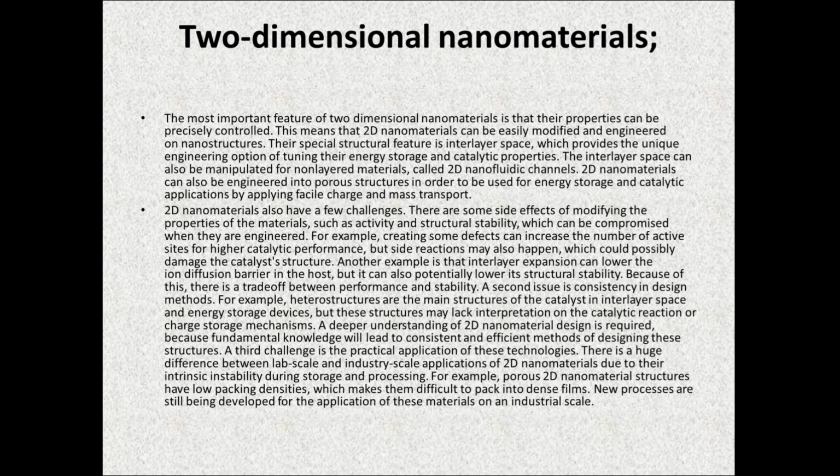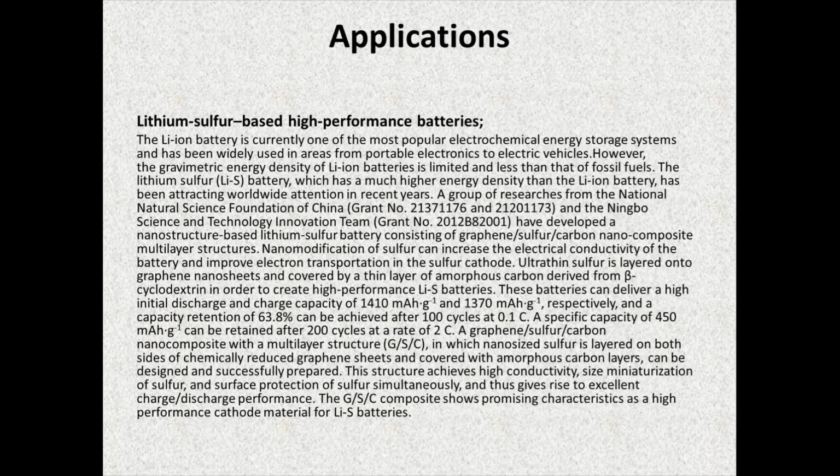There is a huge difference between lab scale and industry scale applications of 2D nanomaterials due to their intrinsic instability during storage and processing. For example, porous 2D nanomaterial structures have low packing densities, which makes them difficult to pack into dense films. New processes are still being developed for the application of these materials on an industrial scale.